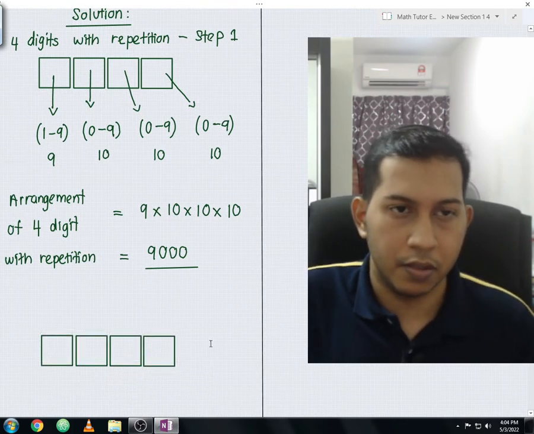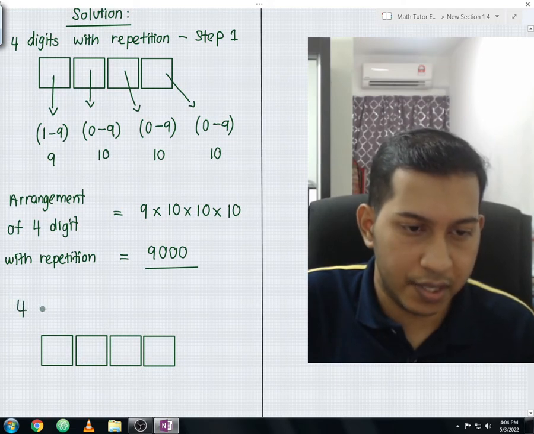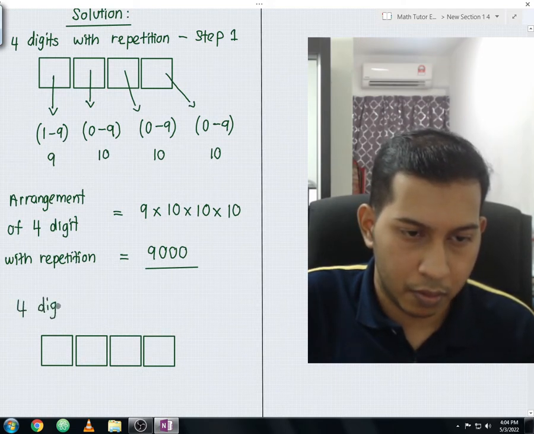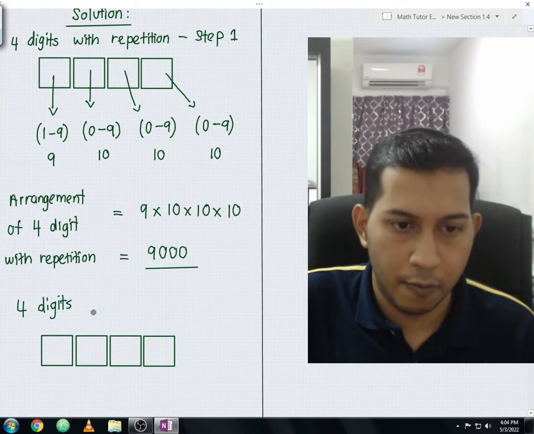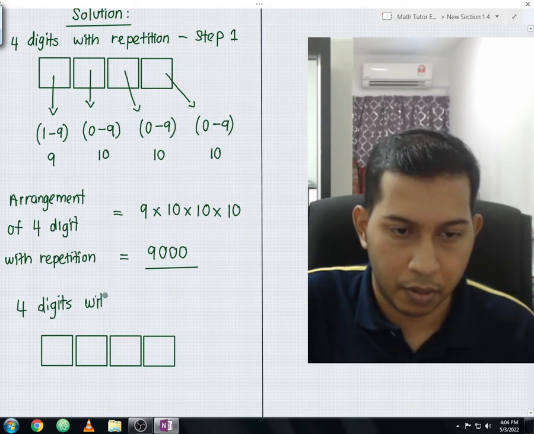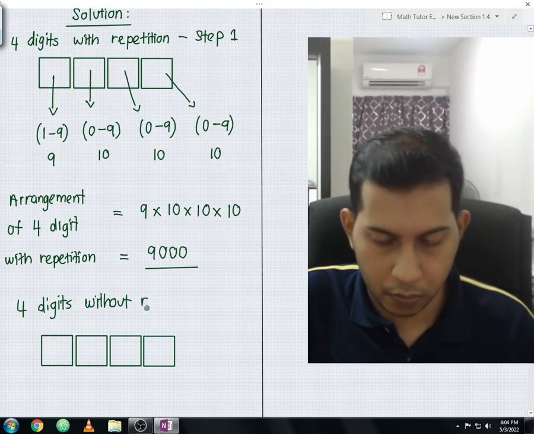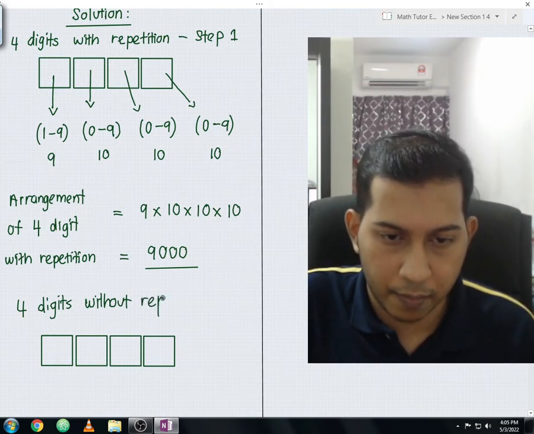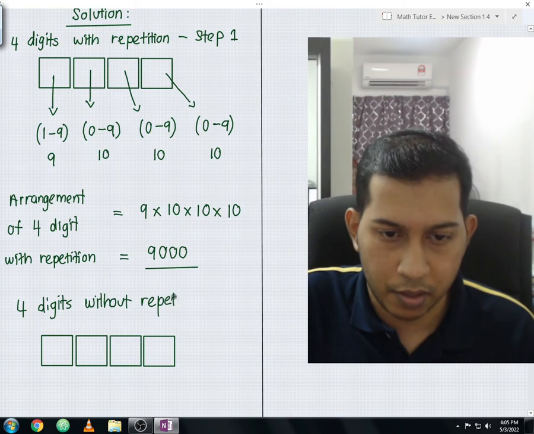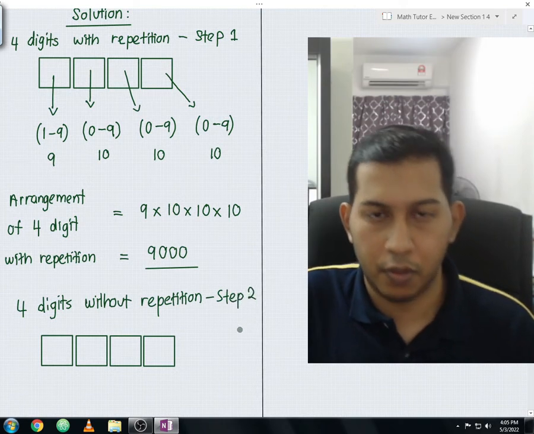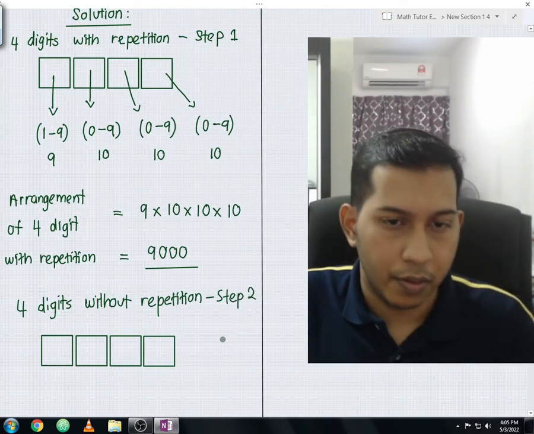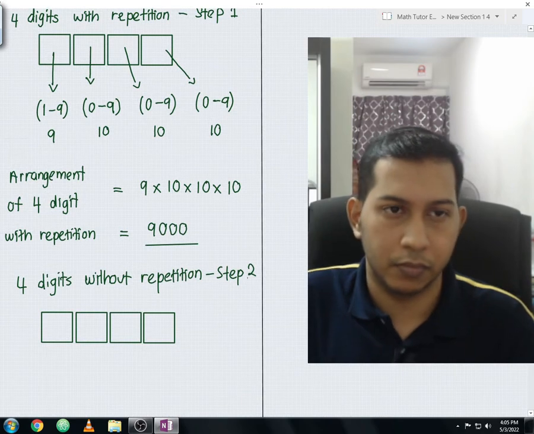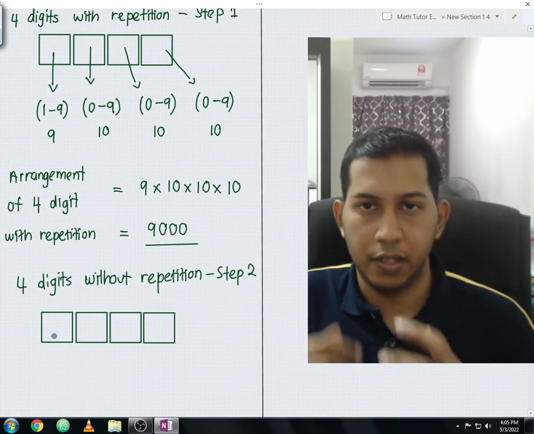Okay, so now we're going to find 4 digits without repetition. Oops, I don't know why it's hanging, so sorry guys. So this is your step 2. Okay, so from here, let us begin the working one by one.